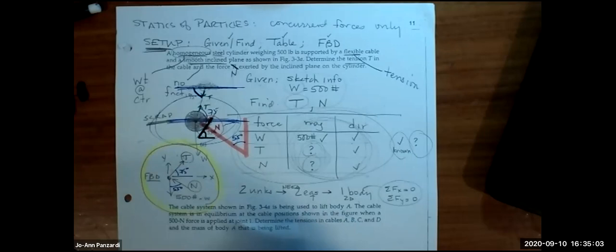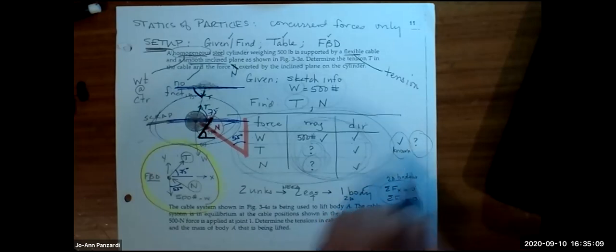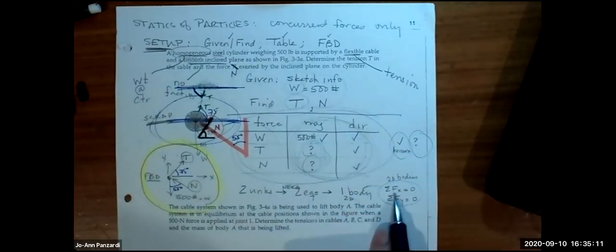And for a 2D body, we know we have two equations, the sum of the forces in the X and the sum of the forces in the Y. So since it's a 2D body and I need two equations, I only need to analyze one body. Everybody got that? It's a 2D problem. I needed two equations, so I only need one body to solve it.